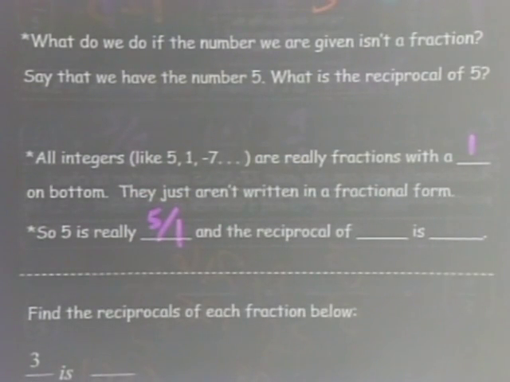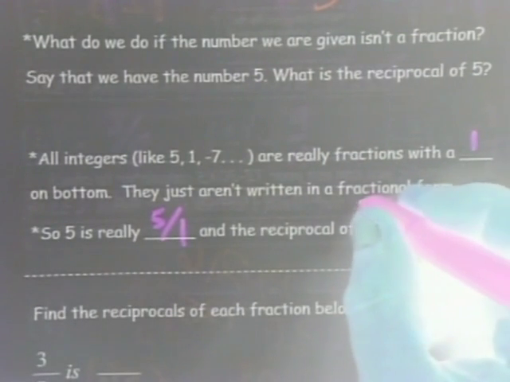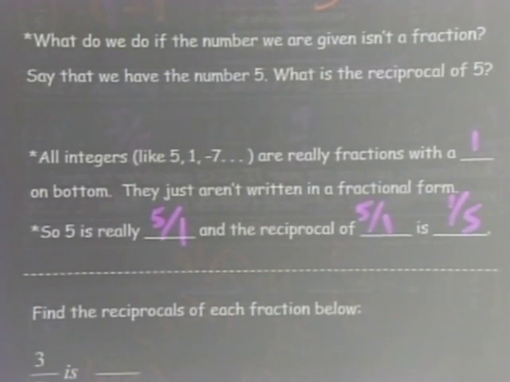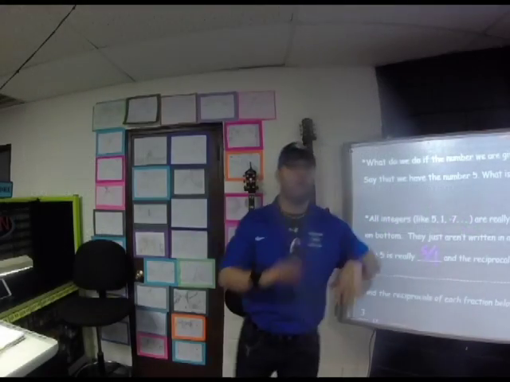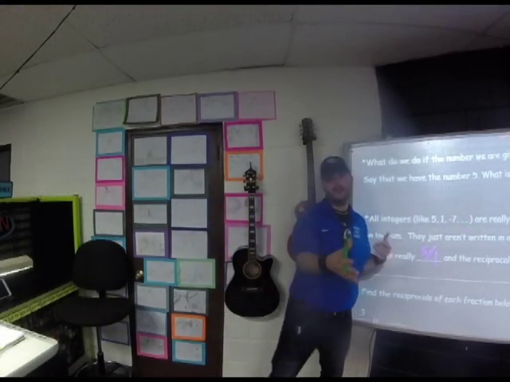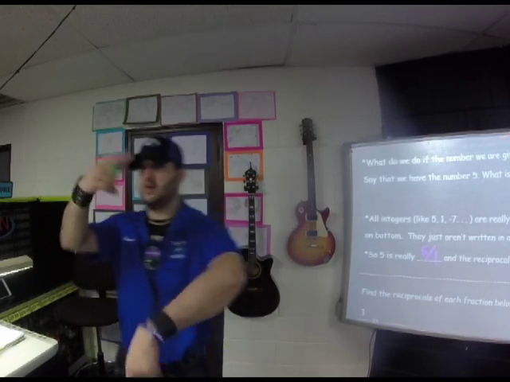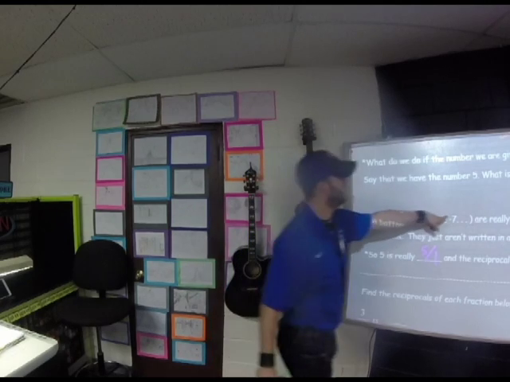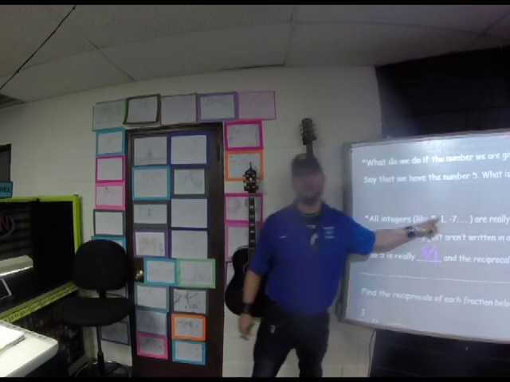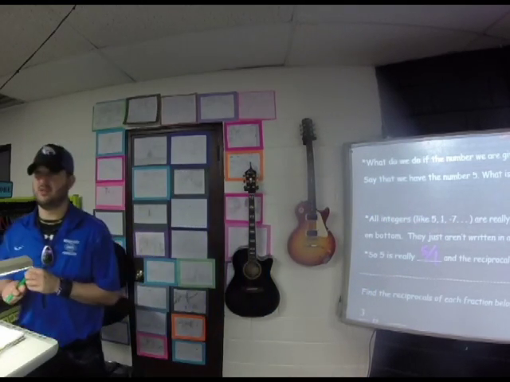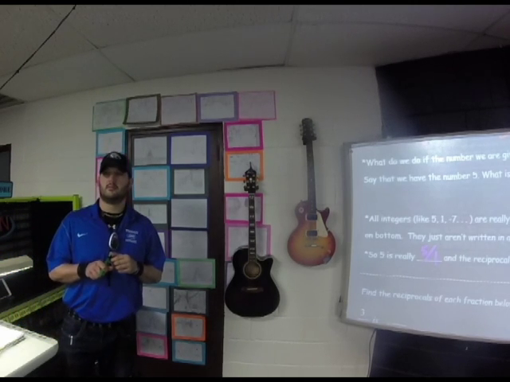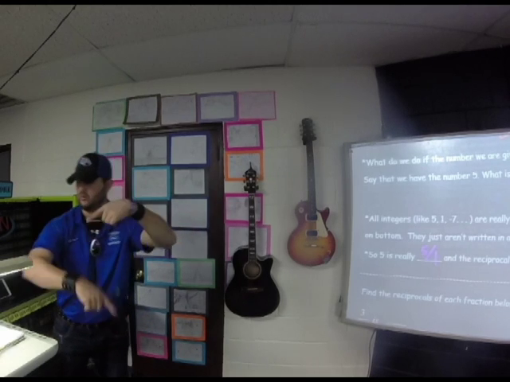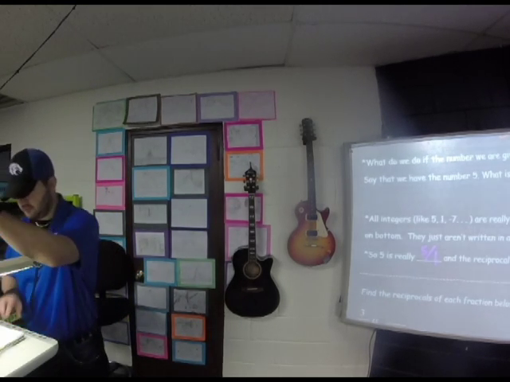And when you do the reciprocal of 5 over 1, it's 1 over 5. So if you're given a whole number or an integer and it doesn't have a fraction, you just put it over 1 so you can make it a fraction. So -7 will become -1 over 7. But 1's kind of weird. What would 1 be a reciprocal of? 1. 1 is 1 over 1, and you flip it, and it's still 1 over 1. So 1's kind of a special one.